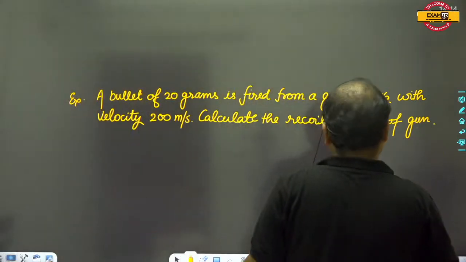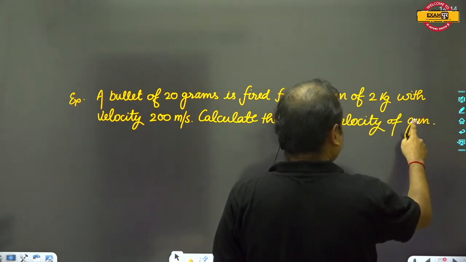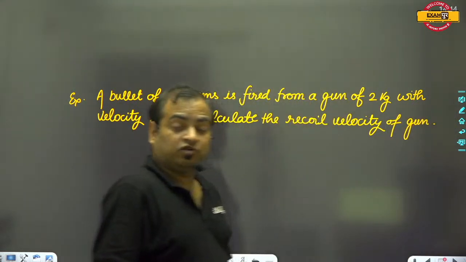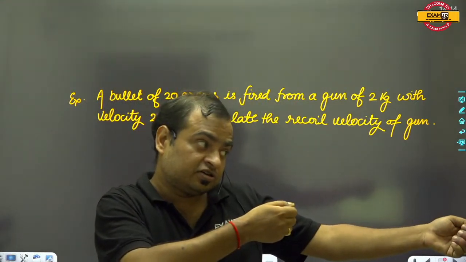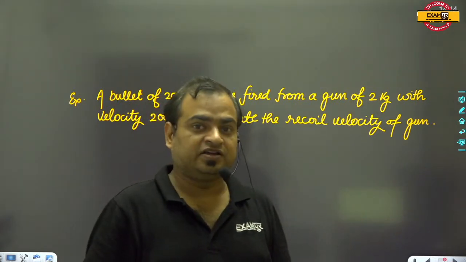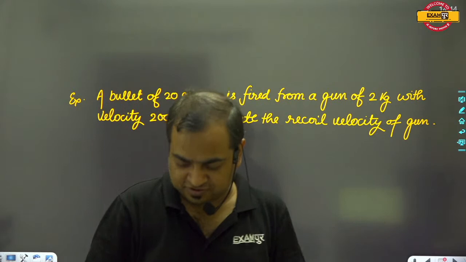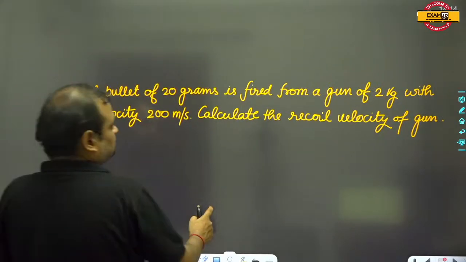Okay, so what is the recoil velocity actually? Most of the people just don't know what the recoil velocity is. Recoil velocity can be defined as the velocity with which the gun comes back when you fire a bullet. Okay, tell me what will be the correct answer.